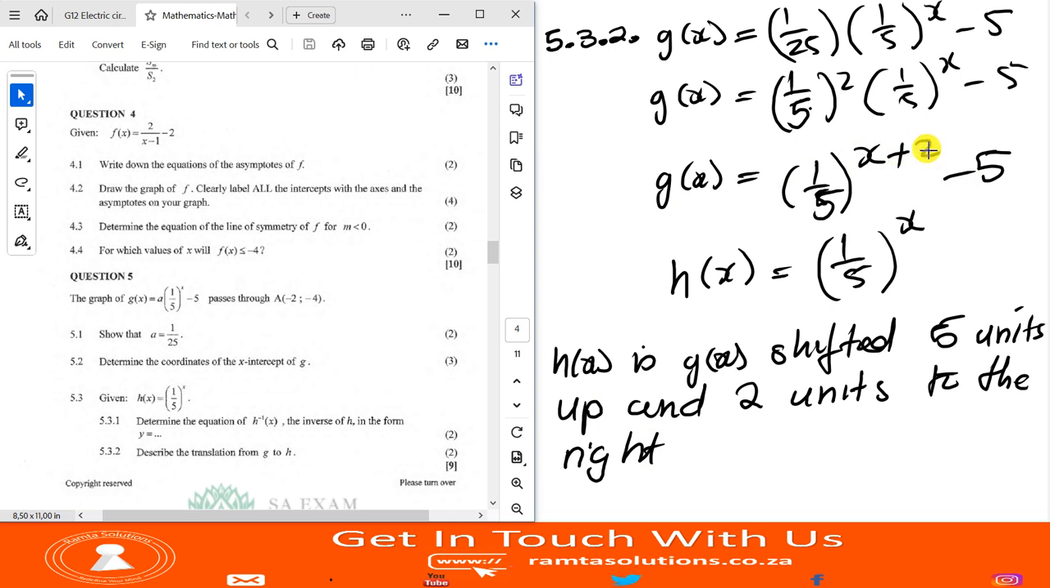As you can see, P is positive. It has been shifted to the left by 2 units and shifted downwards by 5 units. So to make it this, it must shift 2 units to the right and then 5 units up. Because when it moves 5 units up, this becomes 0.